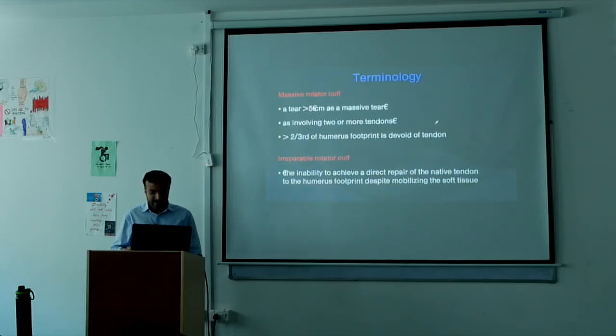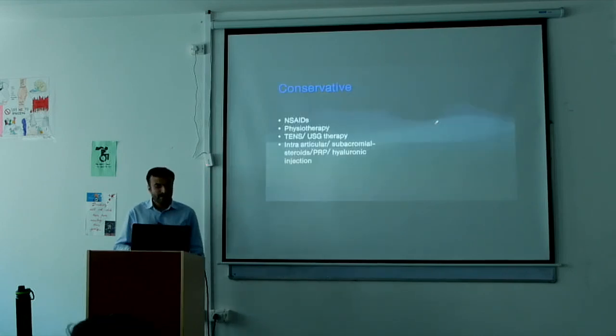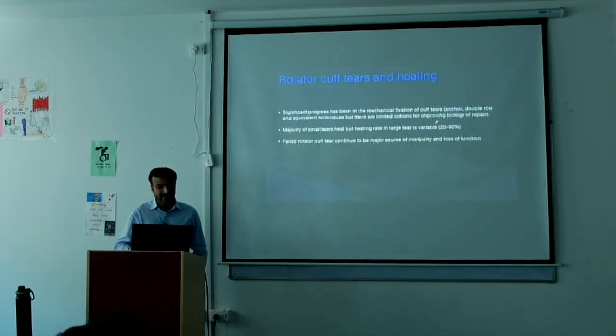This is defined as the inability to achieve a direct repair of the native tendon to the humerus footprint despite adequate mobilization of the soft tissue. Before going into surgery, for all patients we usually follow conservative management with painkillers, physiotherapy, TENS or ultrasound therapy, and intra-articular or subacromial injection of steroid, PRP or hyaluronic acid. This can be given blindly, but it should preferably be given under ultrasound USG guidance.